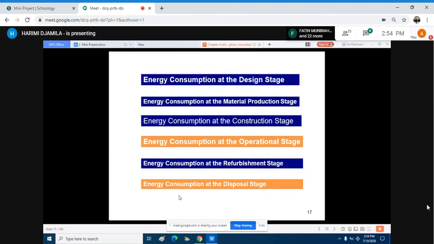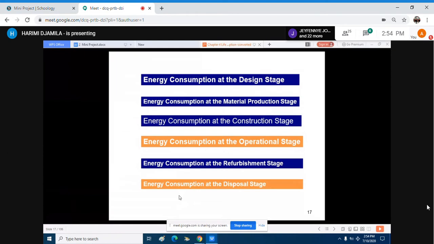So what is it first? Energy consumption at design stage. If I am in the class, I will ask you to repeat it without looking at the slide, which I will do. Energy consumption at the design stage. This one for building. Energy consumption at the material production stage. Energy consumption at the construction stage.